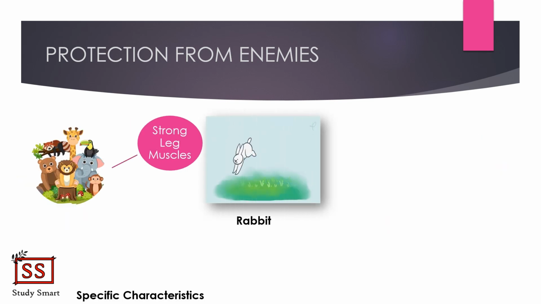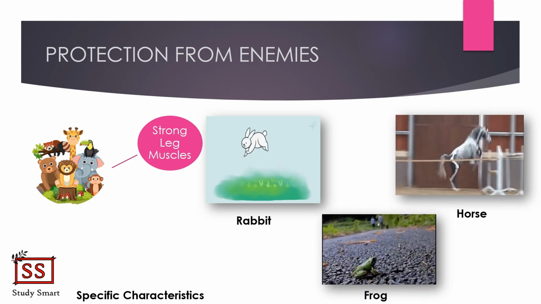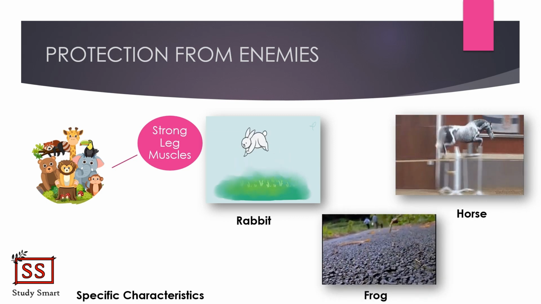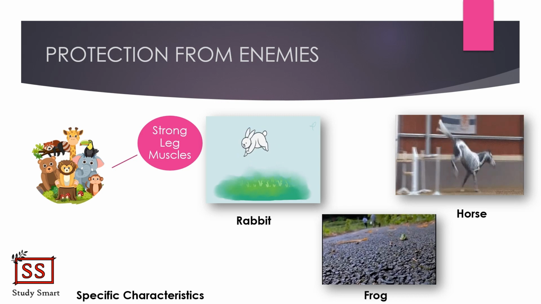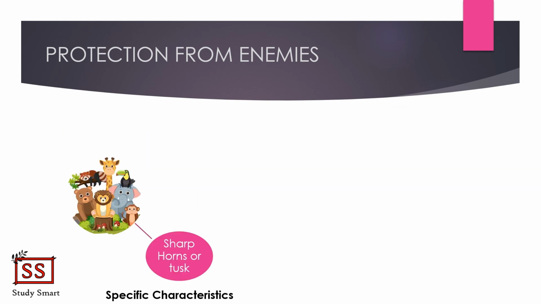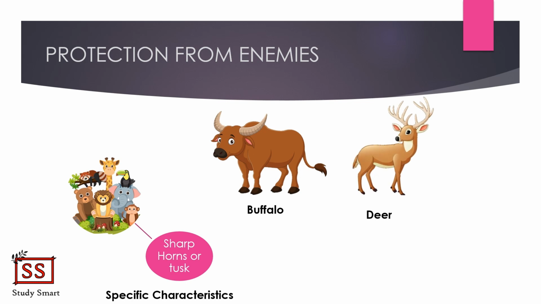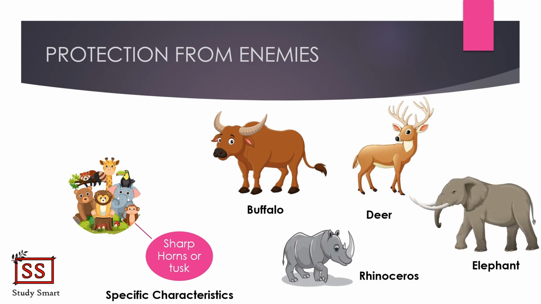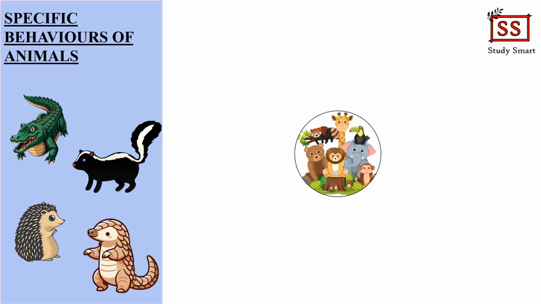Animals such as rabbit, horse, and frog have strong leg muscles that help them to run and escape from their enemies easily. Some animals have sharp horns or tusks in order to protect themselves from enemies. Those animals are buffalo, deer, rhinoceros, and elephant. Well, students, we are already done with the specific characteristics of animals that help them to protect from enemies.